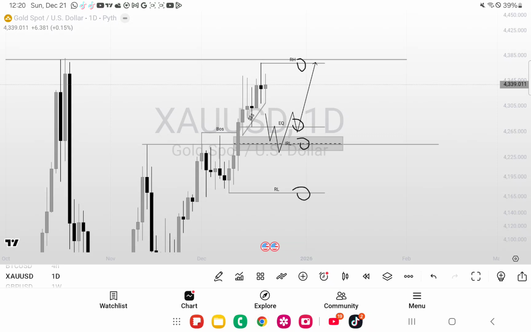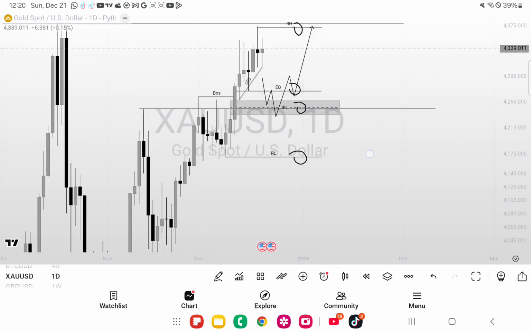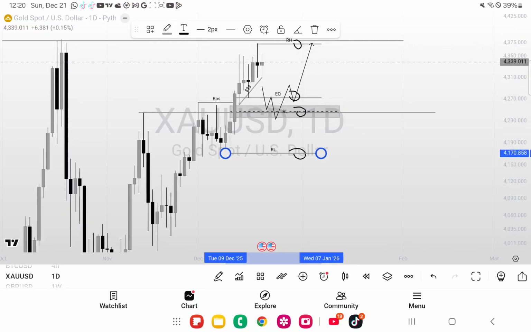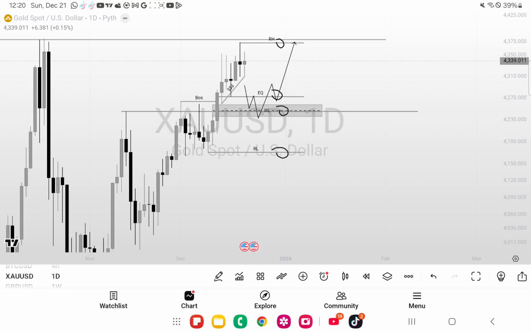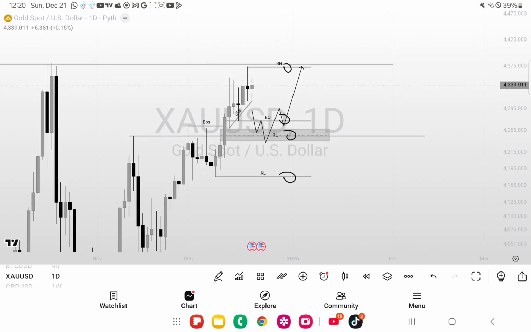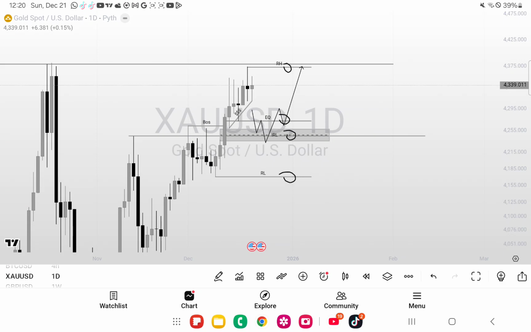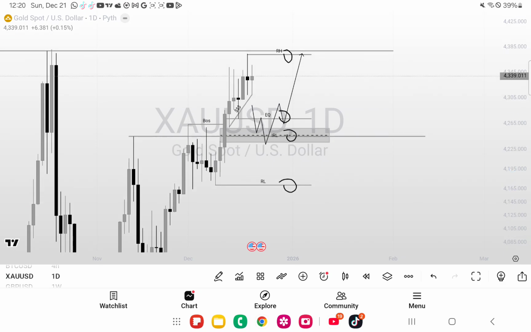This is my outlook. And if in any case we have a break below this low with a body, we should look for short sell opportunities. But still, the trend is very much bullish, so we should focus on buy opportunities only. So this is my outlook on XAU USD, and this is the top-down analysis that I have.